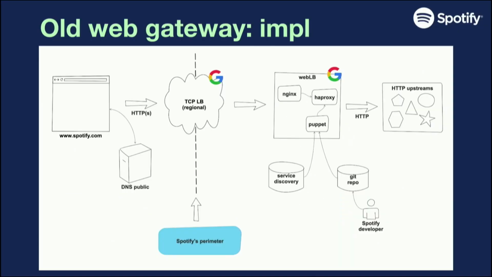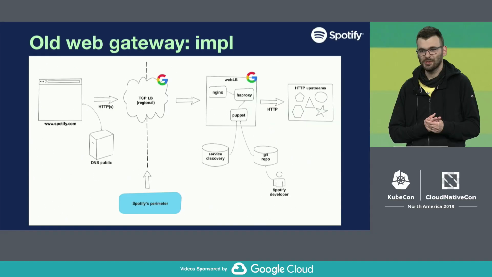Let's dive into our old perimeter. Public DNS has the IP address of the Google TCP load balancer, and our web gateway sits behind it. Each web gateway, we call it WebOB internally.